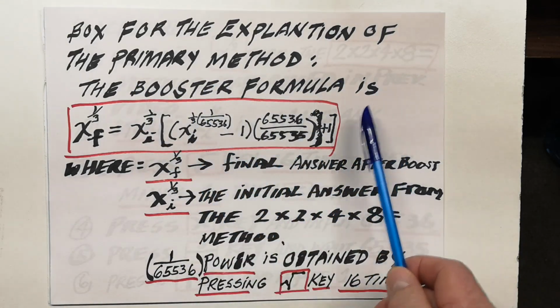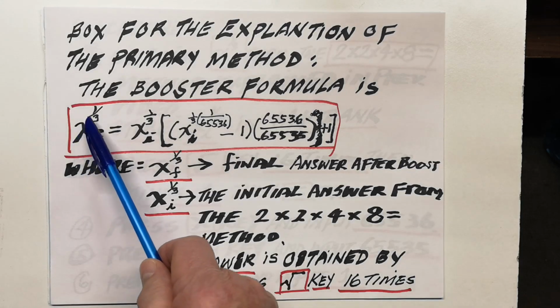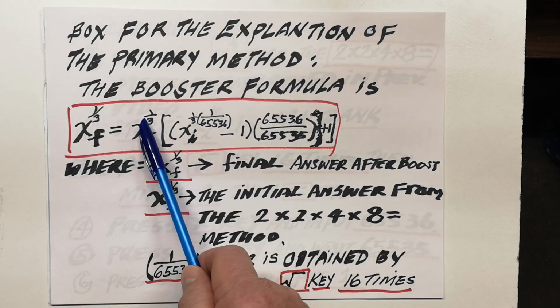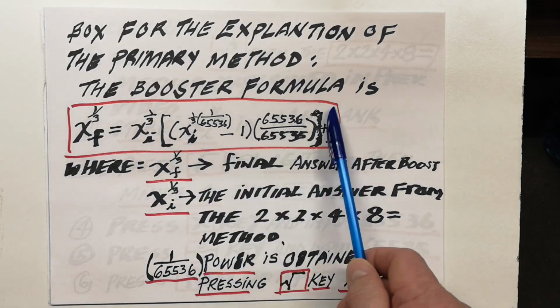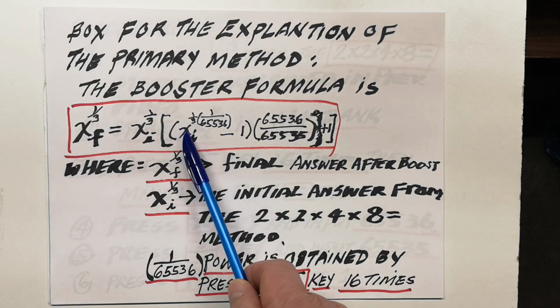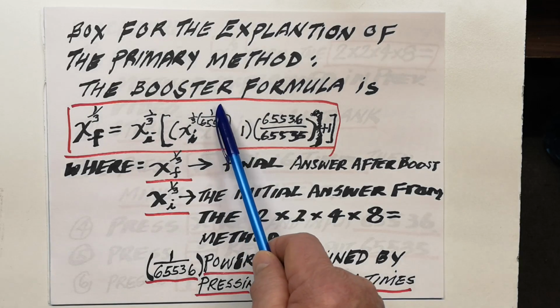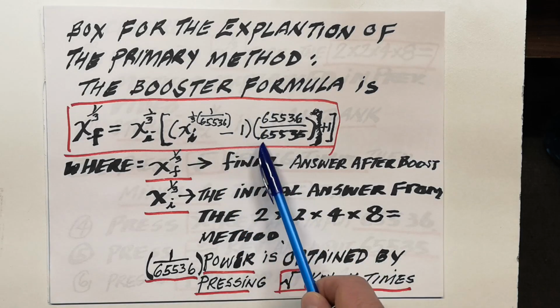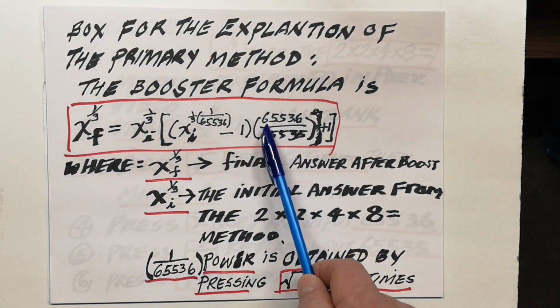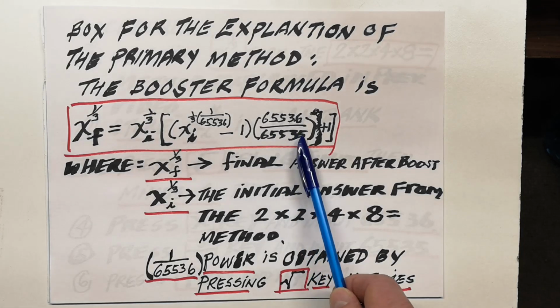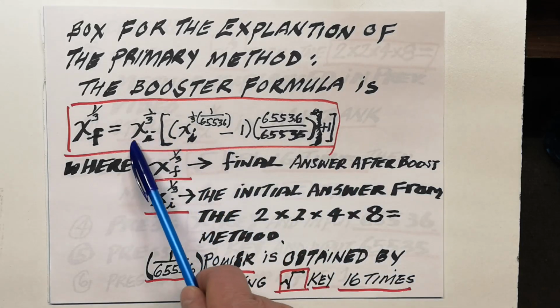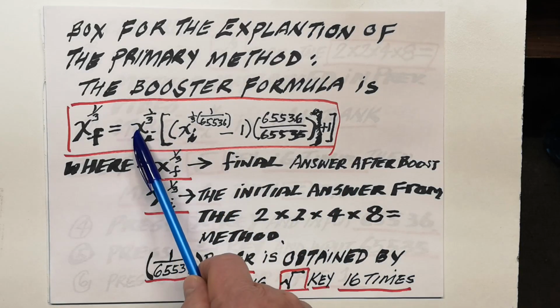The booster formula is: the cube root of x final is equal to the initial cube root multiplied by the quantity, the cube root of x initial raised to the 1 over 65536 power, minus 1, multiplied by the ratio of 65536 divided by 65535, then plus 1 again. And this whole quantity is multiplied to the initial cube root that you find with the 2248 method.